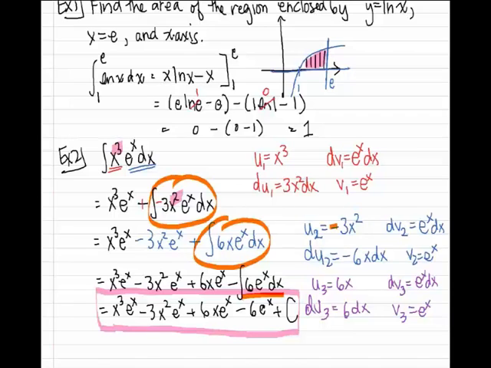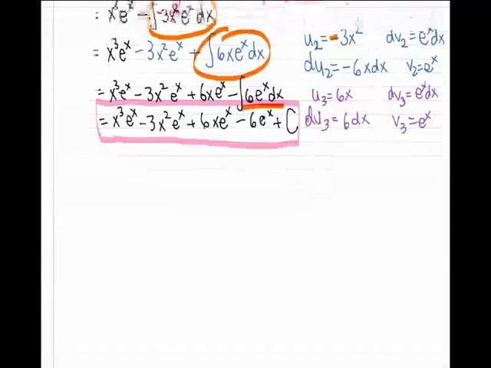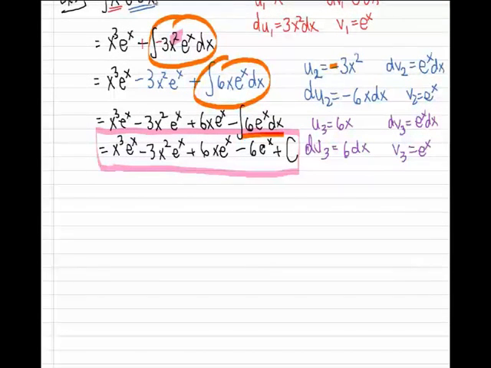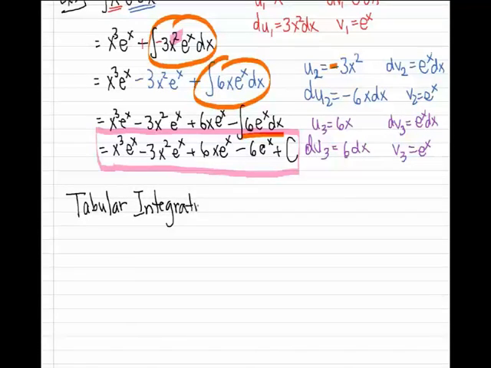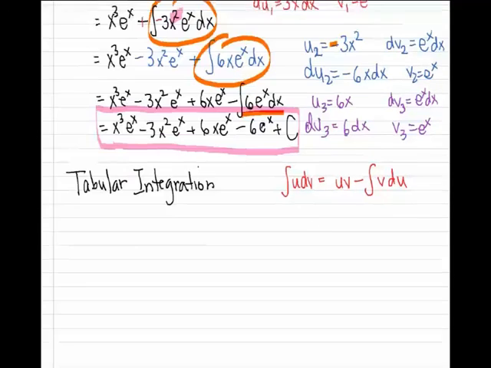Okay? Now some of you guys are looking at this and thinking, holy moly, that is a lot of integration by parts, and I'm going to get it all mixed up. There is another way to write out our integration by parts, and it's something called tabular integration. Now, tabular integration is integration by parts. It is not something else. It's just a different way to organize it. And the way that we organize it is by putting our u's and our v's into a little table. And I'm going to show you how that works.